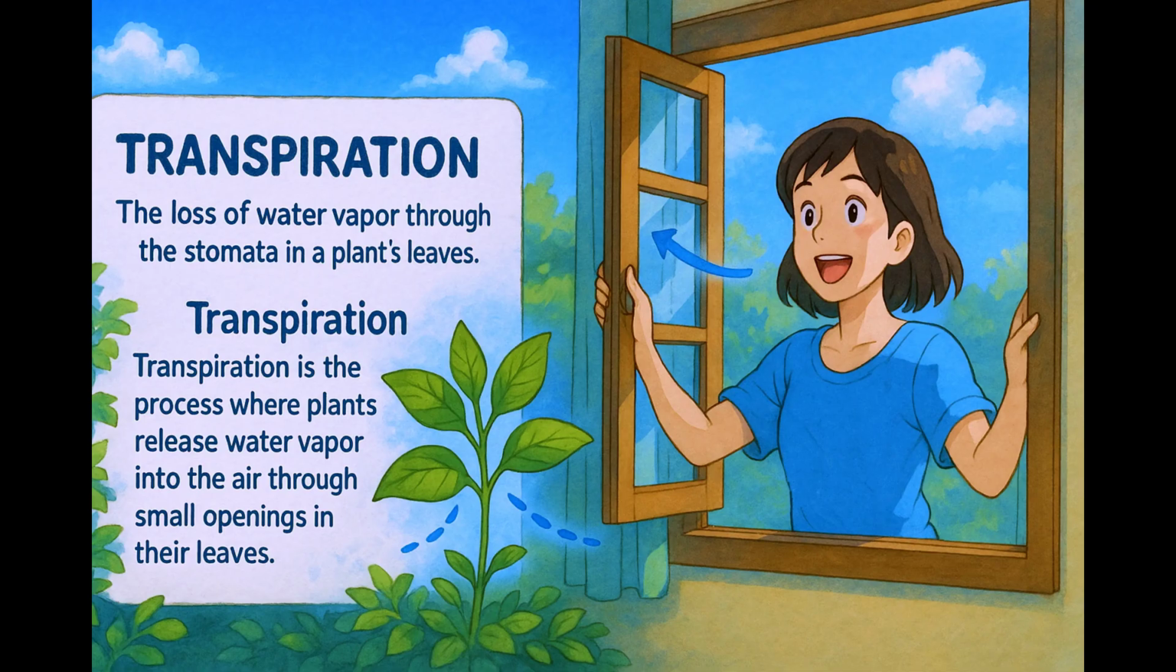Imagine you're trying to cool down your house on a hot summer day by opening the windows. This is similar to how a plant loses water vapor through the stomata in its leaves to stay cool. Just as opening windows allows hot air to escape and cool air to circulate in your home, the stomata in a plant's leaves act like tiny windows, releasing water vapor and helping to regulate the plant's temperature.